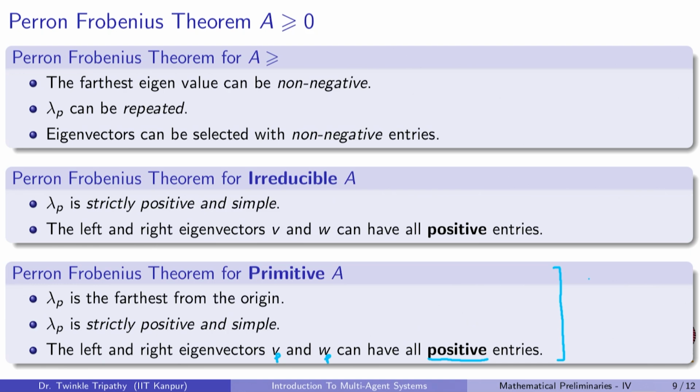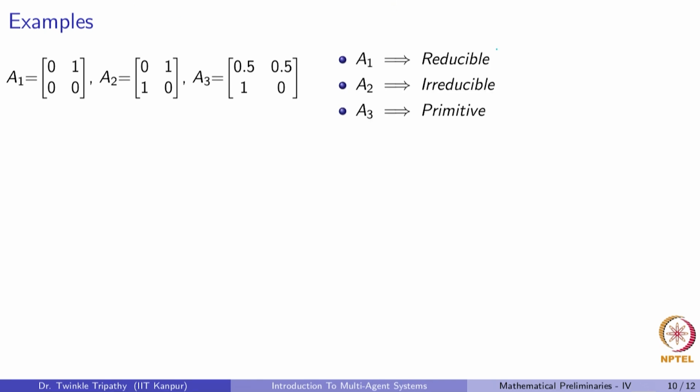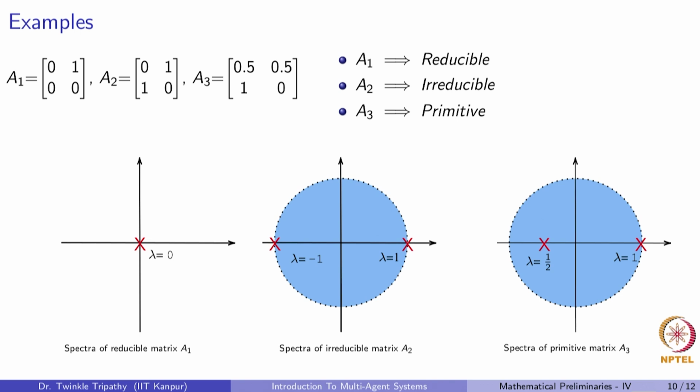Let us see some quick examples of these results. So, we have listed here 3 matrices, and we will try to figure out what are the properties which hold in these cases. Let us see. So, we already know how we calculate when a matrix is reducible, irreducible or primitive. So, if we do those calculations in terms of the powers of the matrix, what we can find out is A1 is a reducible matrix as given here, A2 is irreducible and A3 is primitive. And what are the properties their eigenvalues satisfy? This is how it goes.